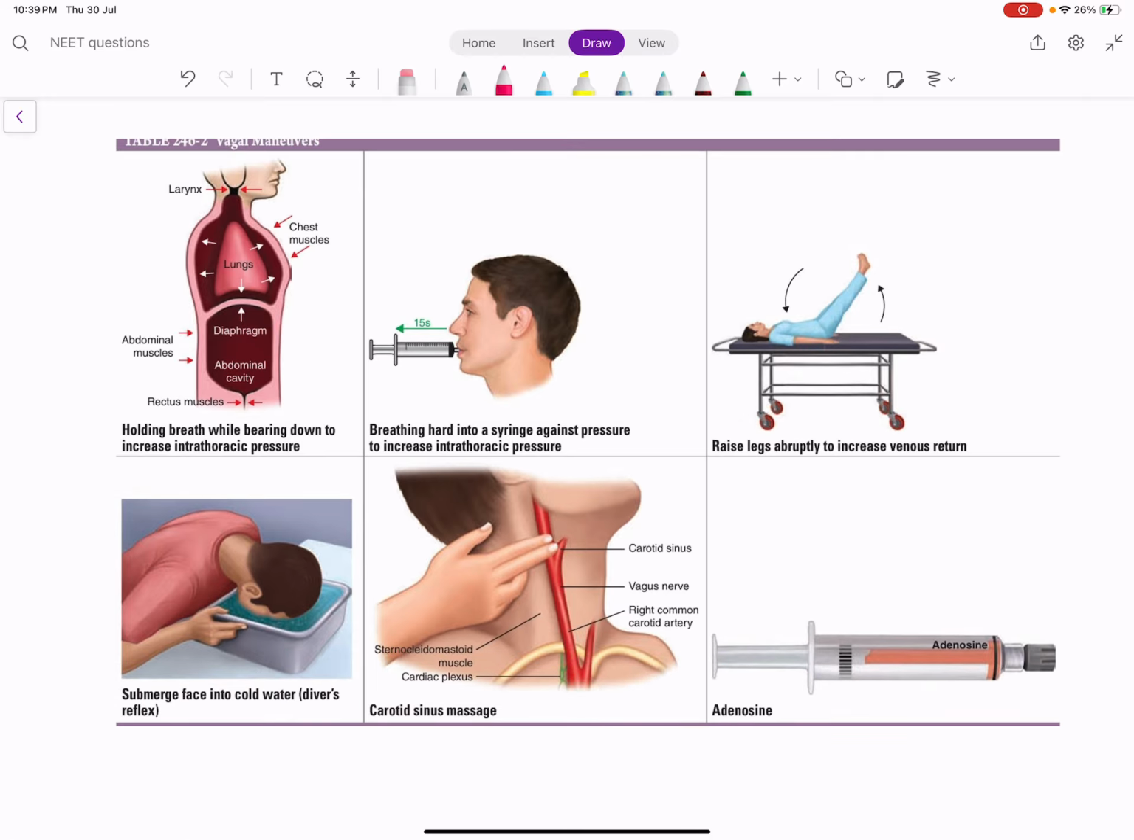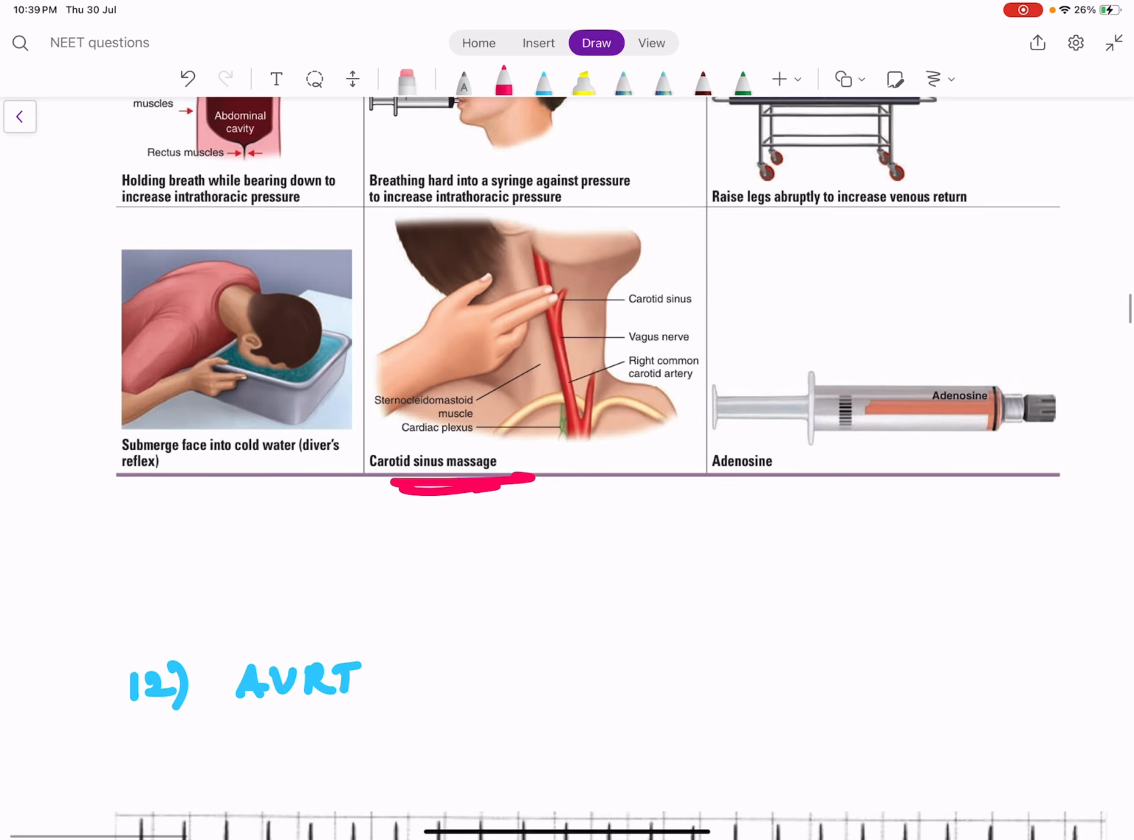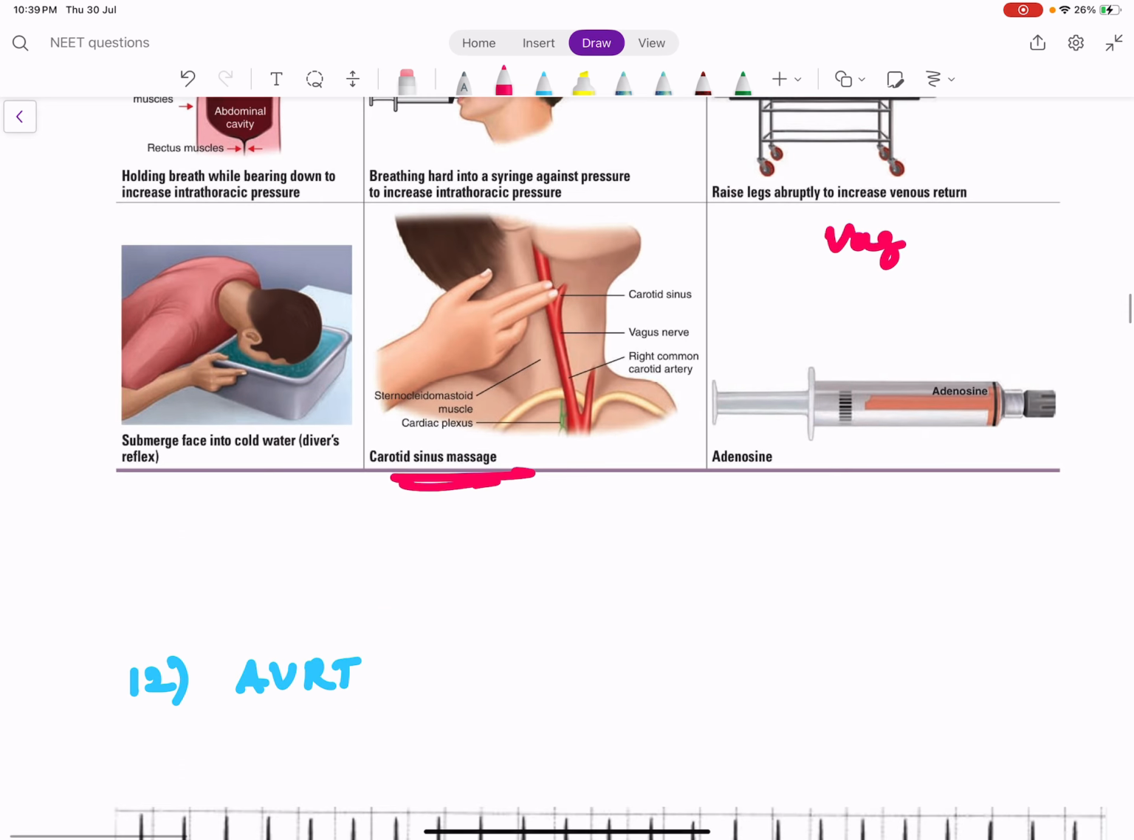So how will you treat AVNRT? First thing is vagal maneuvers. All these are vagal maneuvers. Breathing against pressure, Valsalva. What is Valsalva? Breathing against a closed glottis is Valsalva. So blowing into a syringe, blowing against a closed mouth, all these are Valsalva. Raising the leg, carotid sinus massage, it's commonly done. So these are the vagal maneuvers which are done.